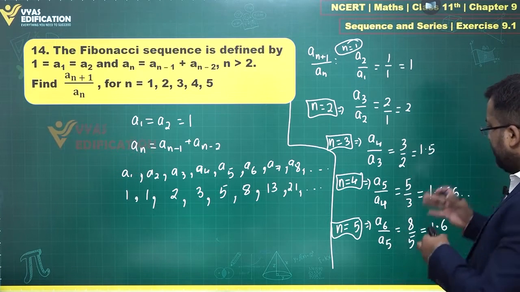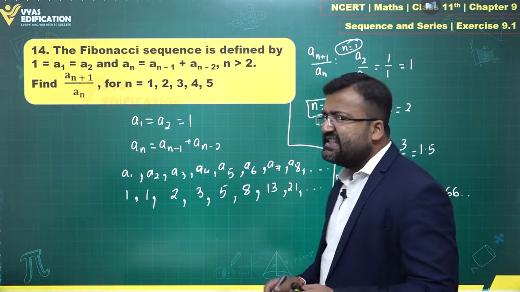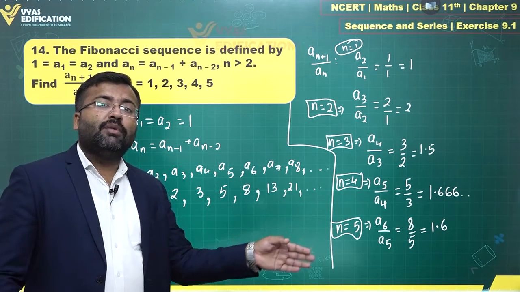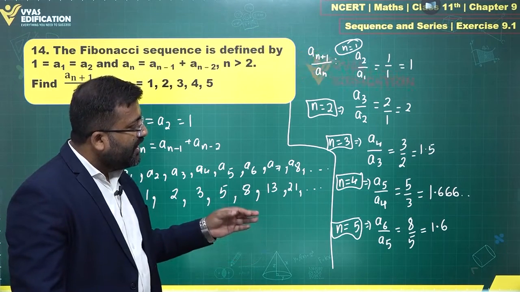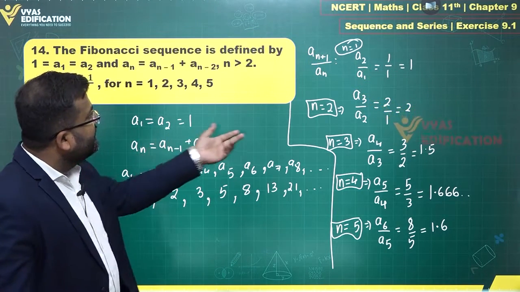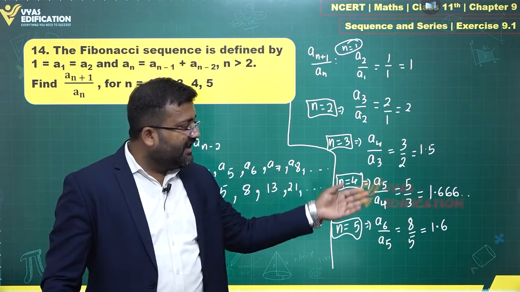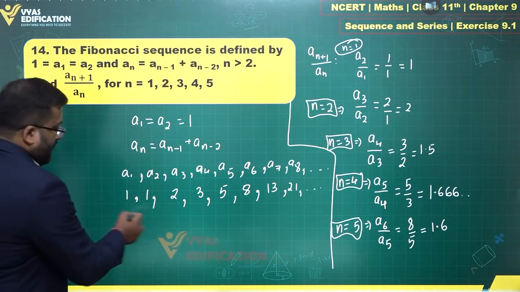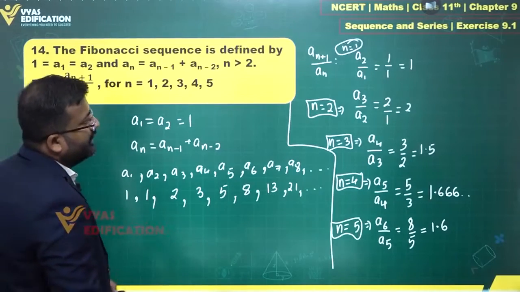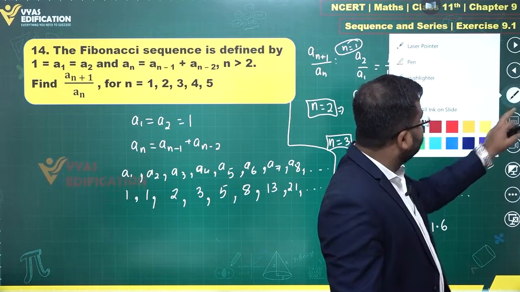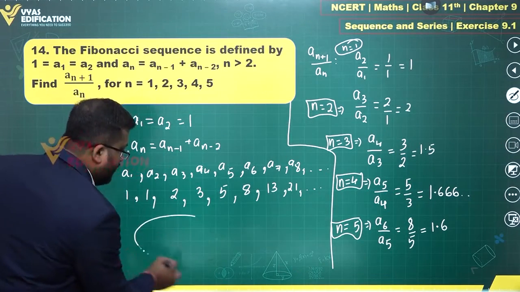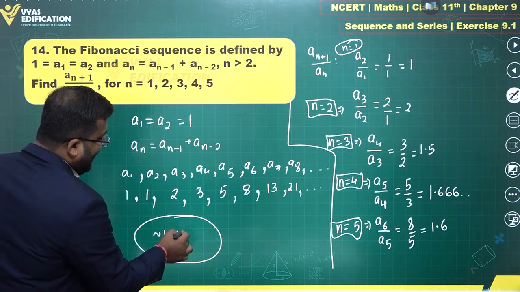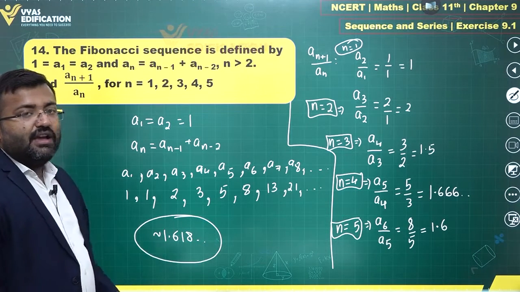Now the special thing about this particular ratio of two consecutive terms of this sequence is that the ratio actually tends to a particular value when the value of n becomes sufficiently large. What is that particular value? That particular value that I'm talking about is approximately 1.618 something.